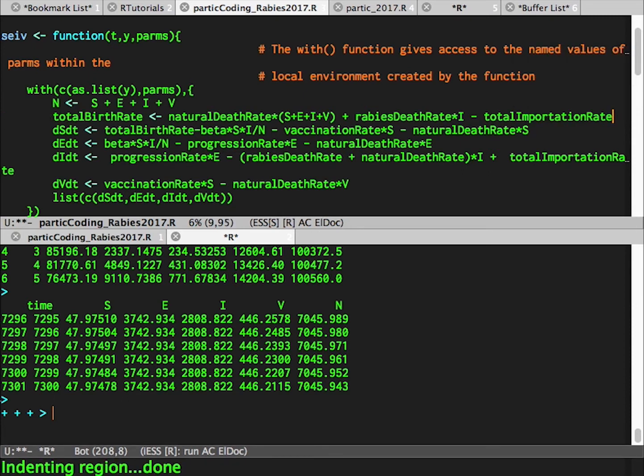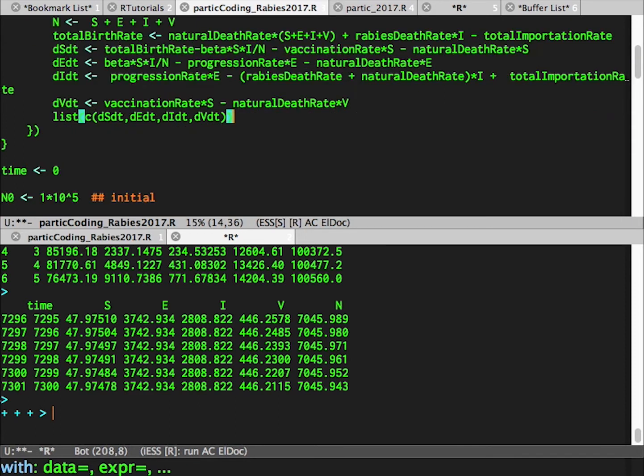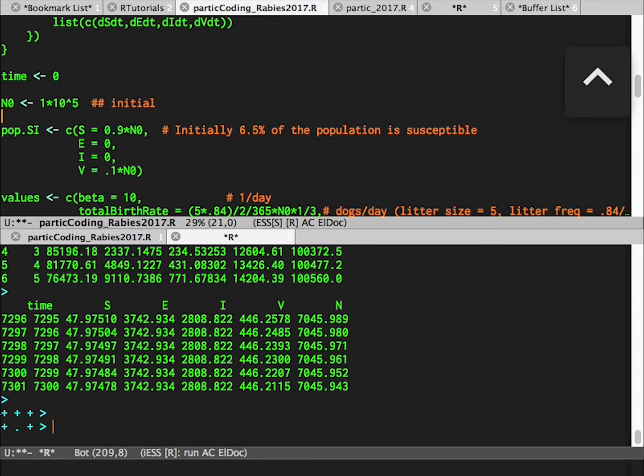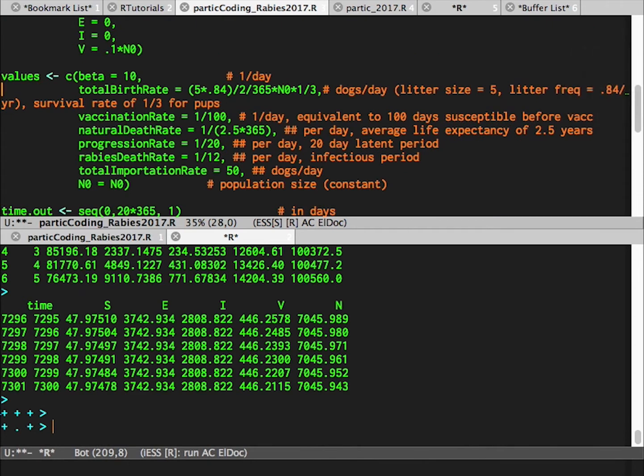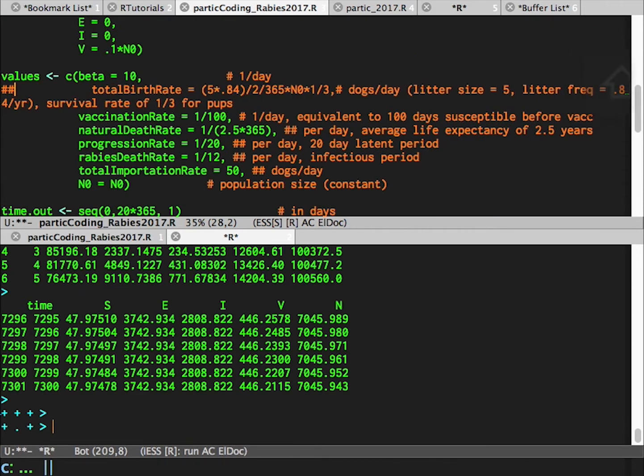Okay, so now we've defined the total birth rate as just a function of all the other flows in the model to make sure everything's balanced out. And again, we can still change the total importation rate, and we can still change the natural death rate, so we can affect the demography within the model, but it's going to be balanced. The dog population size is going to be constant. Okay, so we don't need this parameter in here anymore, so I'm just going to comment it out because we're calculating it within the system of ODEs.